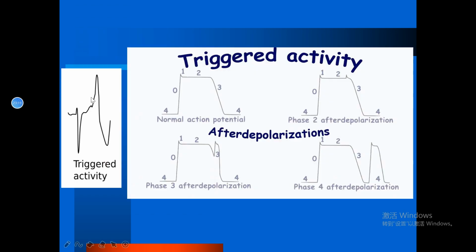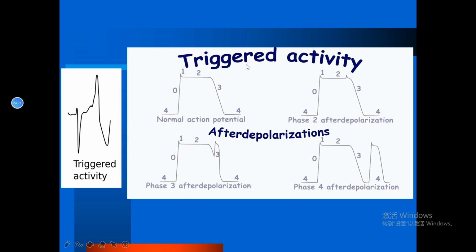Okay, here's the example of the trigger activity. The first one here is a normal action potential. It consists of 5 stages of depolarization. The first stage is stage 0, right? Stage 0, stage 1, stage 2, stage 3, and stage 4, right? If there is a trigger activity coming at stage 2, we call it a phase 2 after depolarization. The depolarization is stage 0 and stage 1. You understand that? And stages 2, 3, 4 consist of after depolarization.